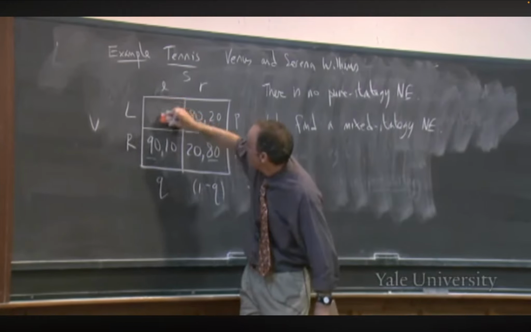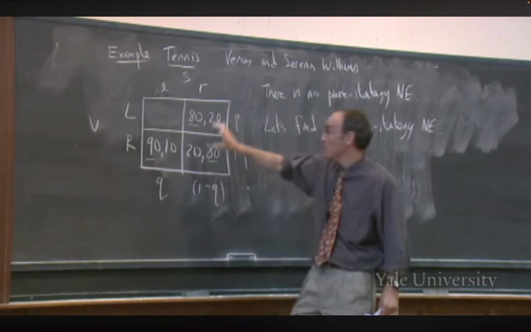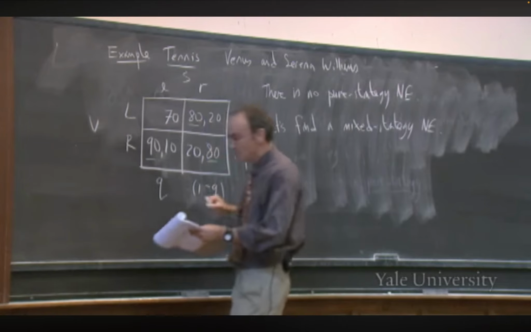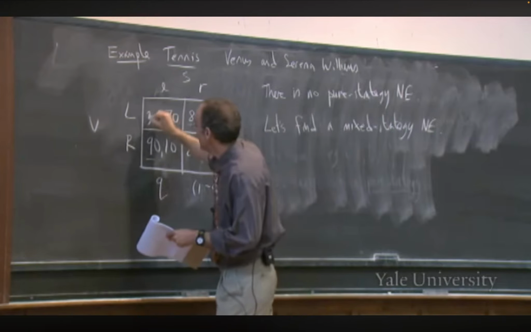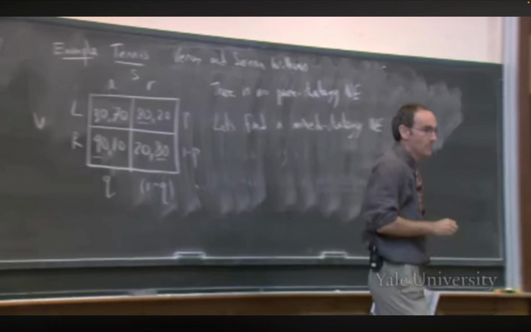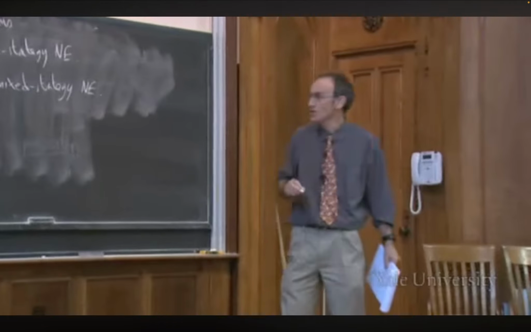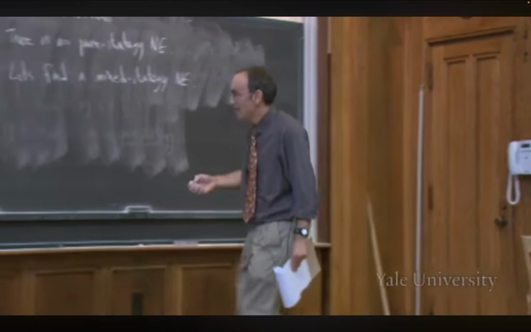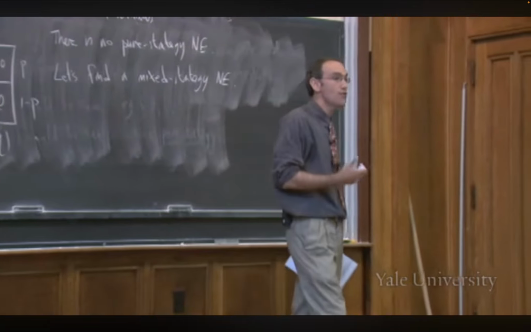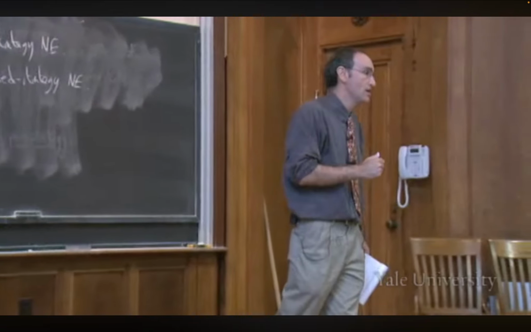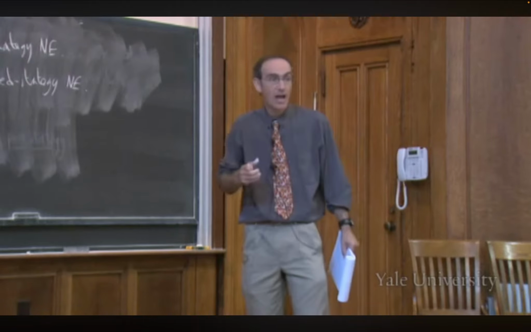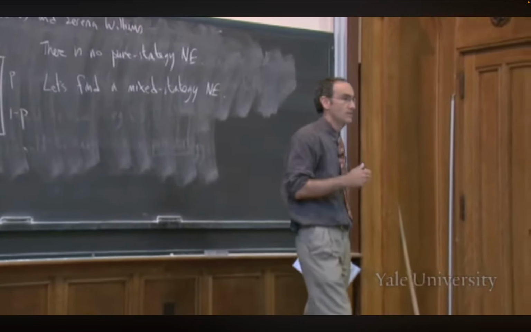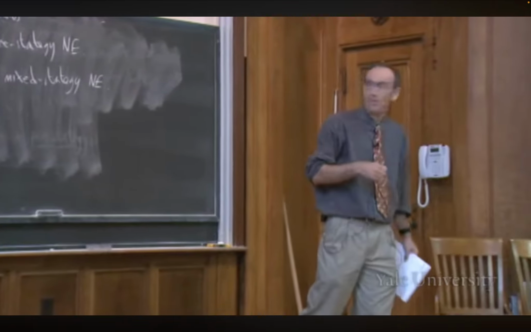All right? So the new game is exactly the same as it was everywhere else, except for now, when Serena gets to the backhand volley, she gets it in 70% of the time. Right? So there used to be 50-50 in that box, and now it's 30-70. All right, so the game has changed because Serena has got better at hitting backhand volleys. And we want to figure out, how is this going to affect play at Wimbledon?